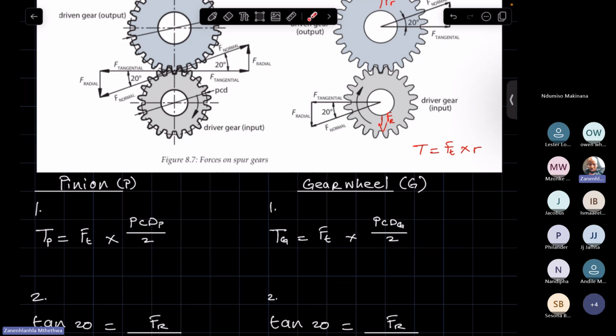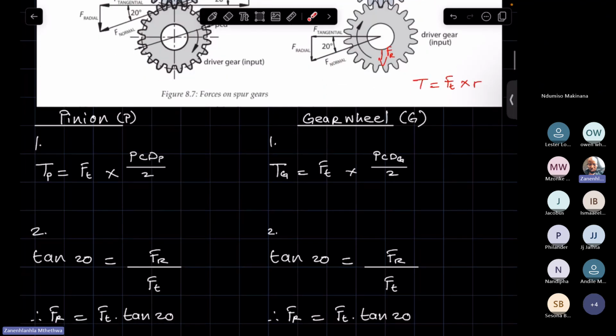Now for gears, we do not necessarily use the radius. We use half the PCD. So the torque being transmitted by the pinion is equal to the tangential force times half the PCD of the pinion. And to get the torque being transmitted by the gear wheel, we use the tangential force multiplied by half the PCD of the gear wheel.